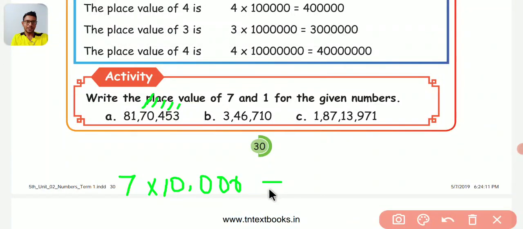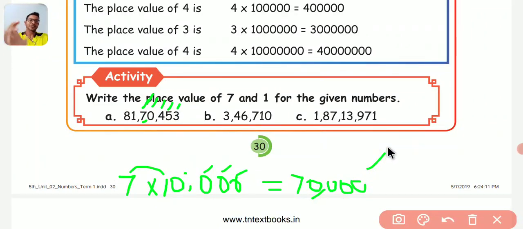Then you have to multiply it. I just multiply the first two numbers. 7 ones are 7. I am writing 7. Then I am going to add the remaining zeros, 1, 2, 3, 4. 4 zeros. Therefore, the place value of this 7 is what? 70,000. This is the way you have to find it.